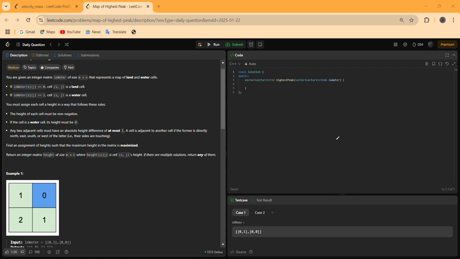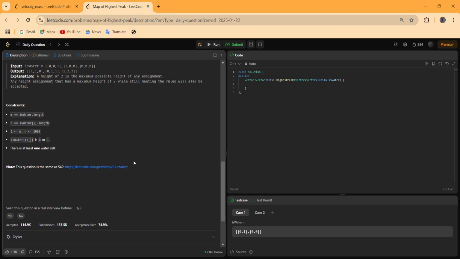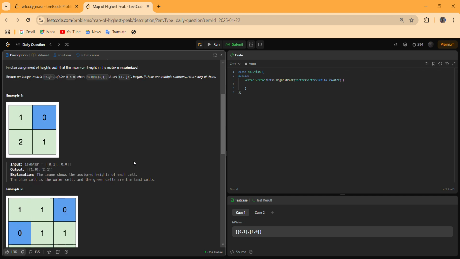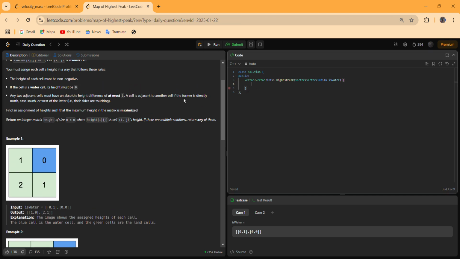So this is a multi-source BFS question in which we have to maximize each adjacent cell's value according to its adjacent cell's value. Let's code this and let's find out what could be the answer for this.